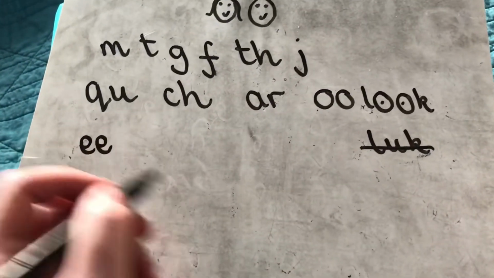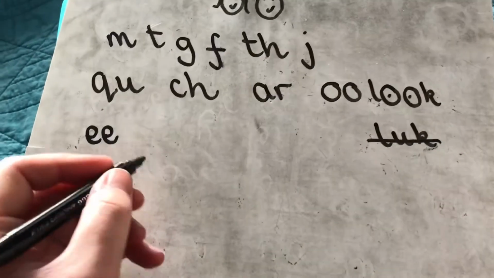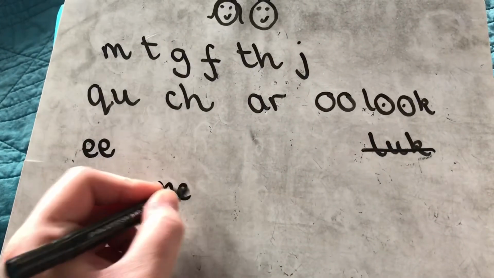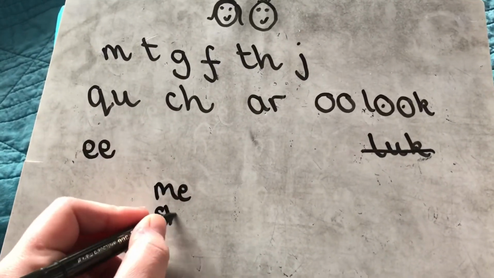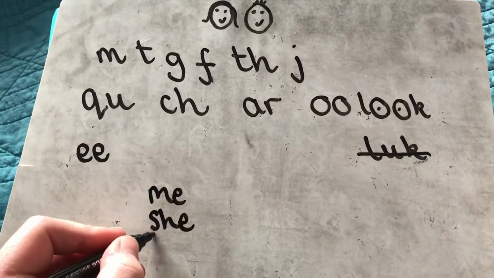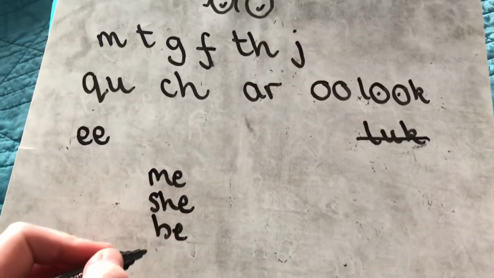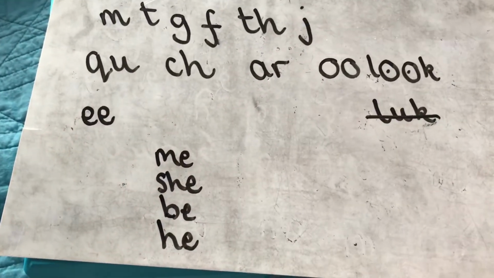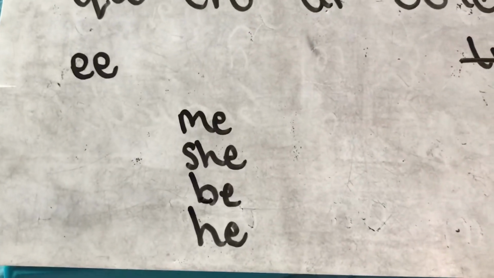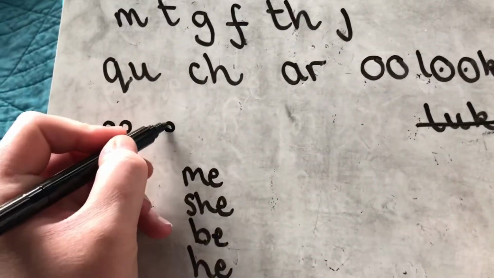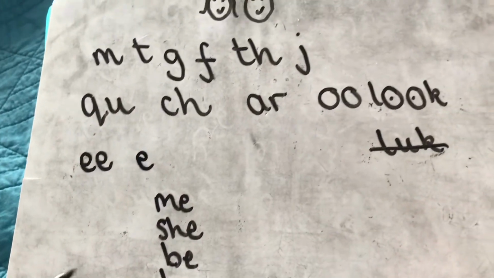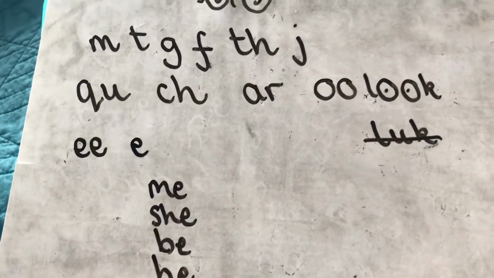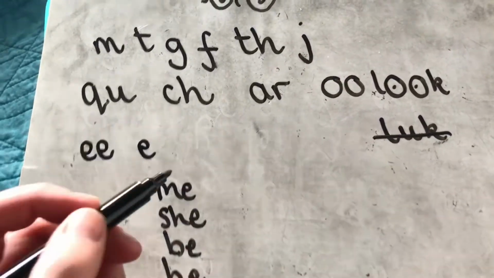There's also, if you think of these words, me, she, be, he. What letter makes the E sound in all of those? Sorry, my B is not very good there. What letter makes the E sound in all of those? Yes, just an E on its own. Lovely. Right, then we've got E in bead or beach. Yeah, we've got EA.